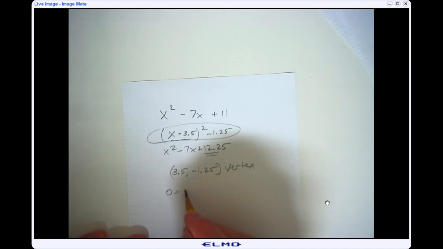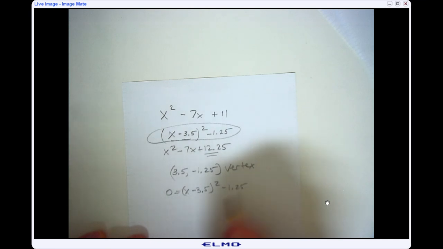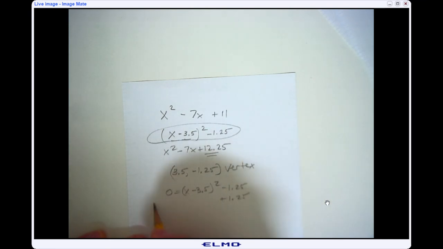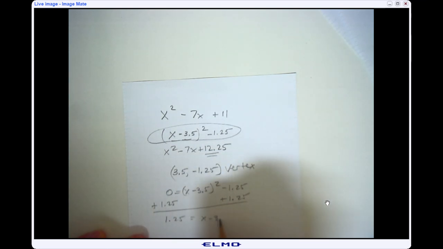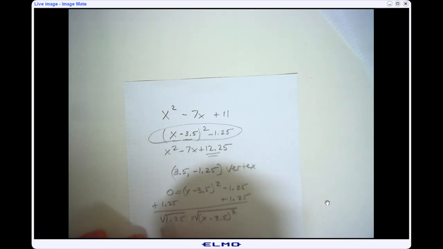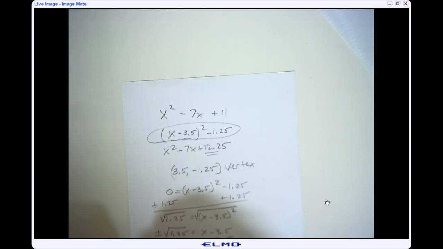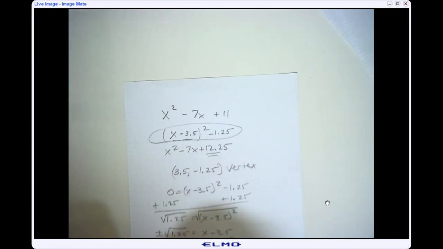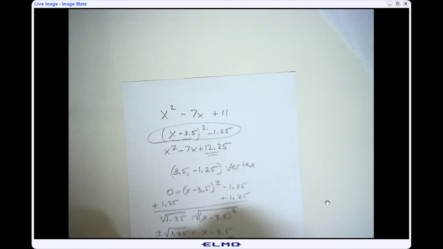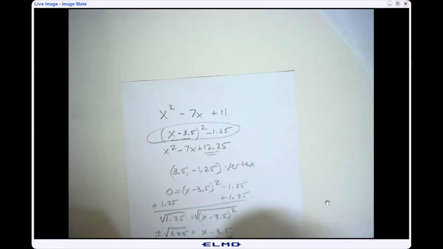And again, if I wanted to find my roots, I would make this equation equal to 0 to find my x-intercepts. Then I would simply backtrack. So again, I would add 1.25 to both sides. So I have 1.25 equals x minus 3.5 squared. Again, the opposite of squaring is to square root. And as soon as I do that, this becomes plus and minus. And then the last step would be to go ahead and add 3.5 and add 3.5. So you have 3.5 plus or minus the square root of 1.25 would be your x-intercepts or your roots.